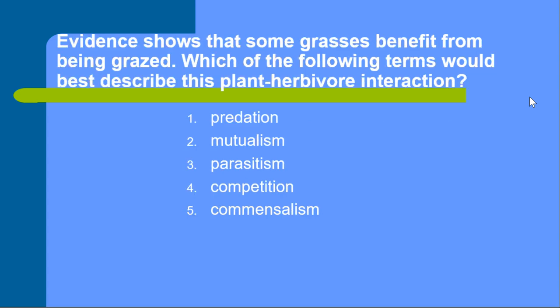Okay, so going back to that grass grazing questions, right? Some grasses actually benefit from being grazed, right? They get trimmed and it's good for them. So think about pruning if you're a gardener. Which of the following terms would best describe this plant-herbivore interaction? Well, if the grass benefits, right, it's mutualism. So this is a mutualistic relationship. Both the predator, who gets to eat the food, and the plant, who grows better, win.